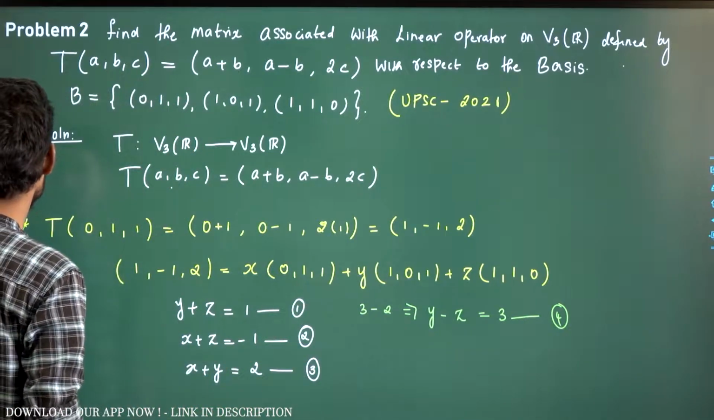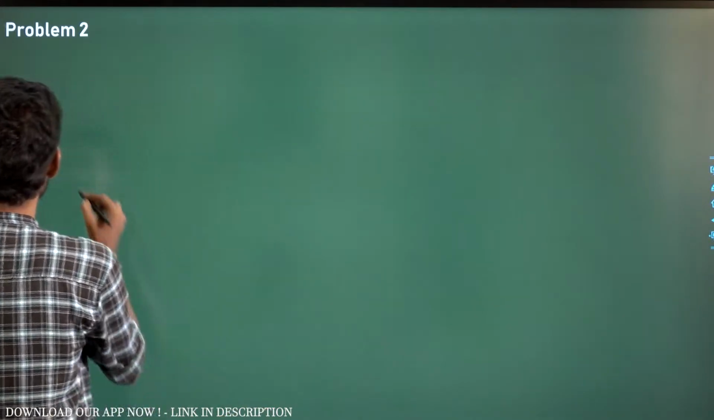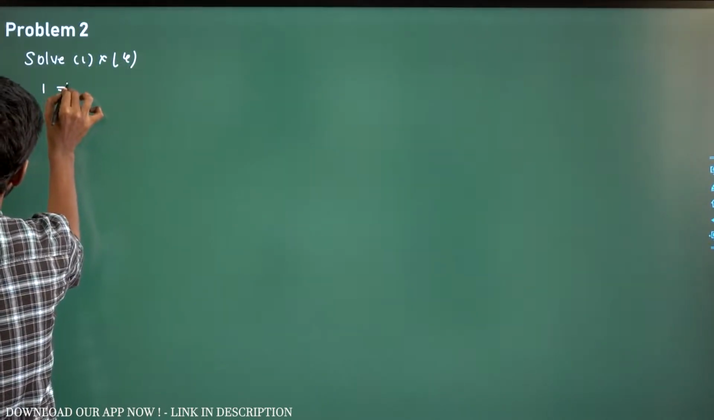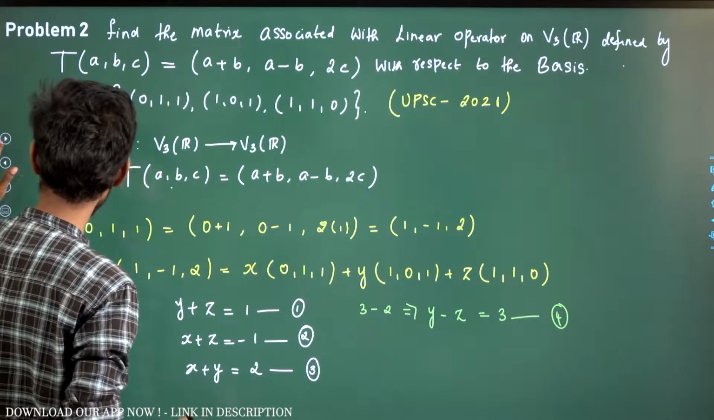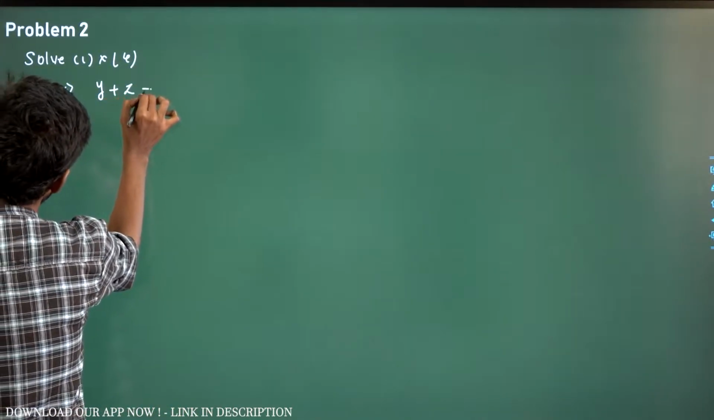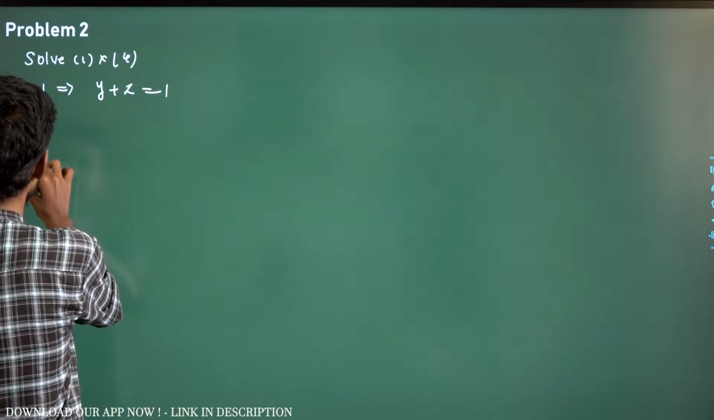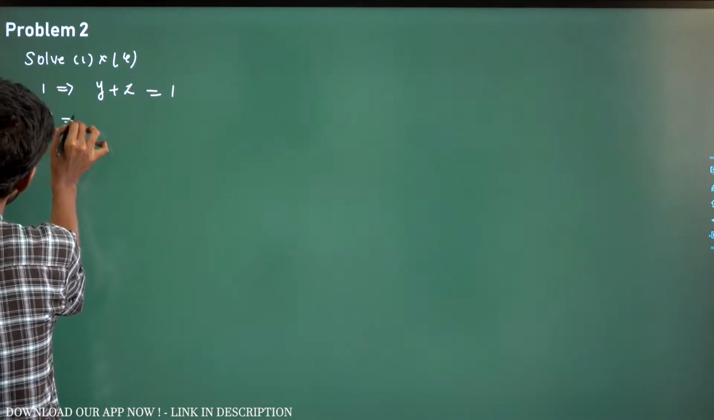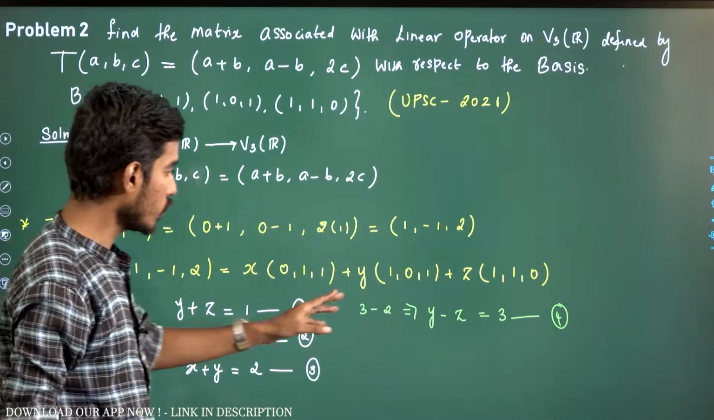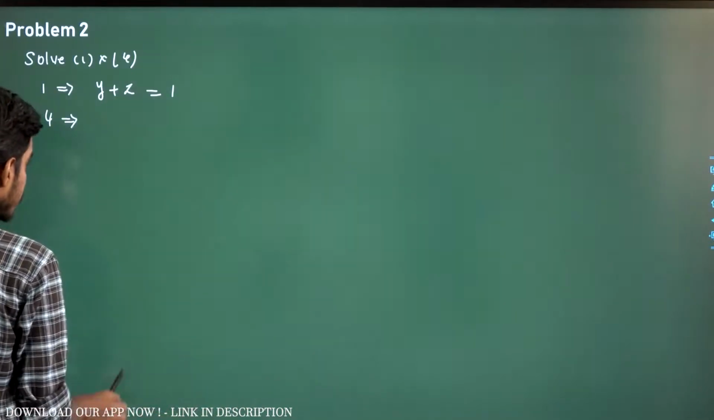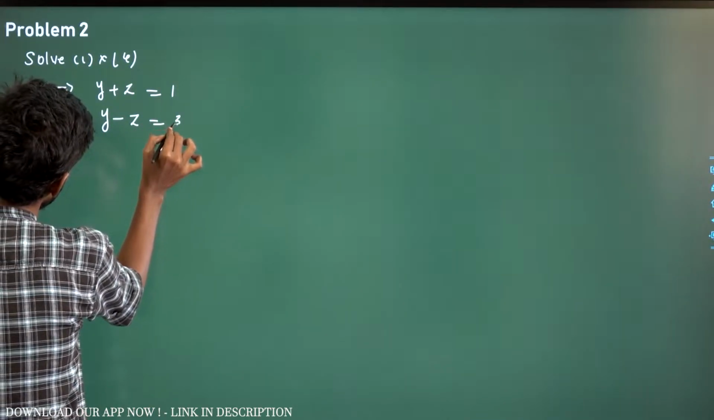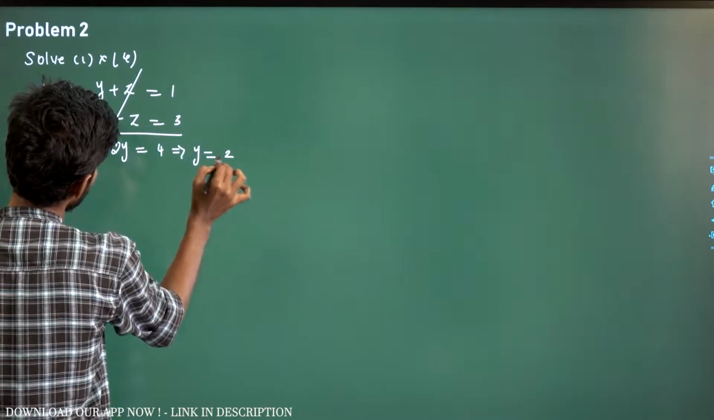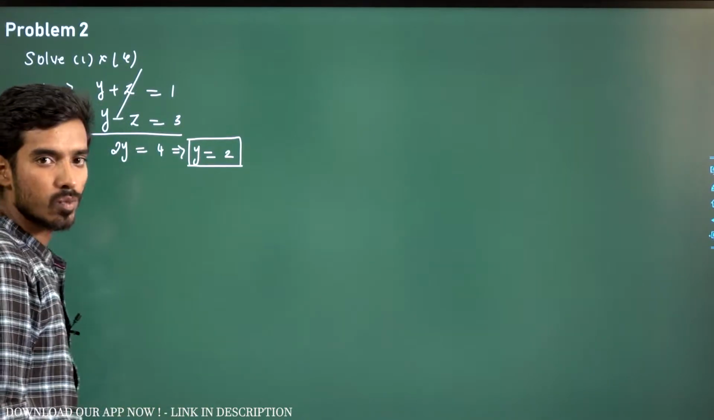Now solve 1 and 4. So what is 1? 1 is y plus z is equal to 1. And what is 4? 4 is y minus z is equal to 3. Now if I add these, z will get cancelled, so we have 2y is equal to 4. This implies y is equal to 2.